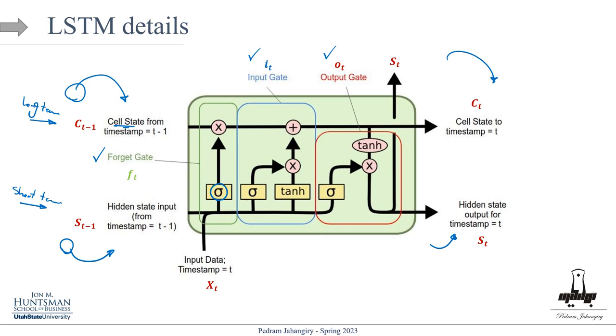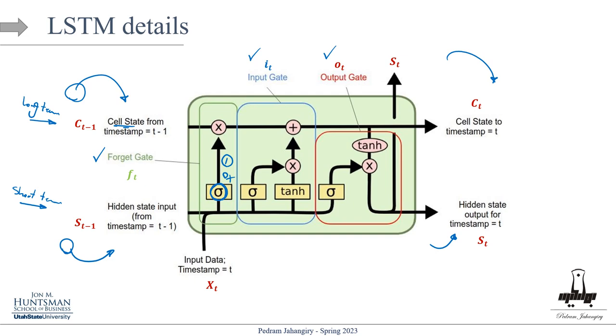We are using this sigmoid activation function, and basically it allows us to pass any information to our cell state or not. This is the carry vector, if you remember. It can be either 0 or 1 or something in between. So it can say, you know what, do not pass anything to the cell state, or keep all the information and pass it to the long-term memory. So this is the job of the forget gate.